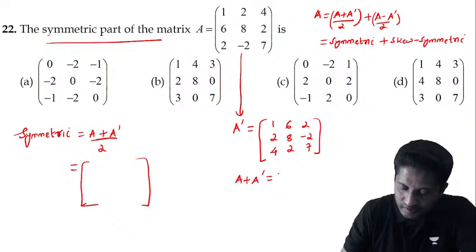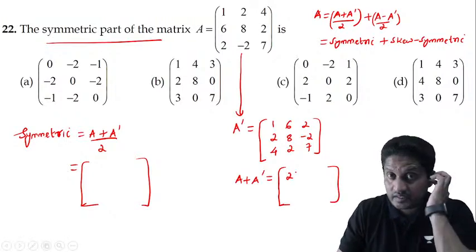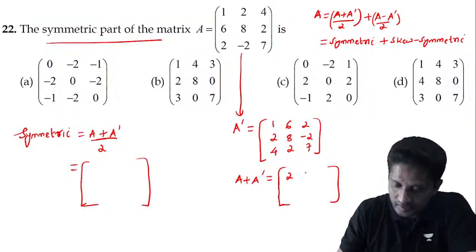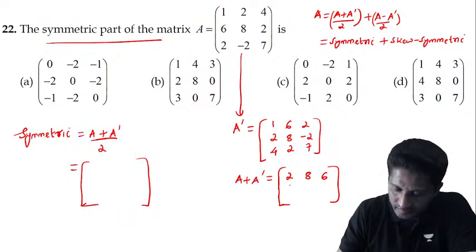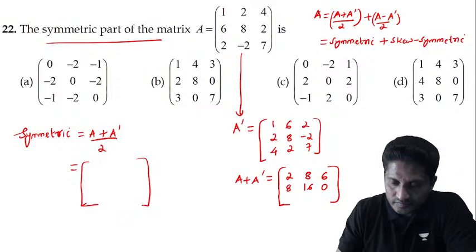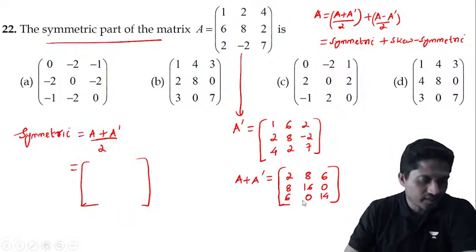Now A plus A dash by 2. Let us add. I'm adding matrix A and A dash. 1 plus 1 is 2, and then you get 8. 4 plus 2 is 6, then 6 plus 2 is 8. 8 plus 8 is 16. 2 plus minus 2 is 0. Again 2 plus 4 is 6. 2 plus minus 2 is 0. 7 plus 7 is 14. This is A plus A dash.